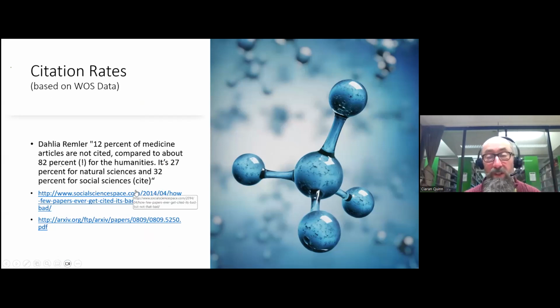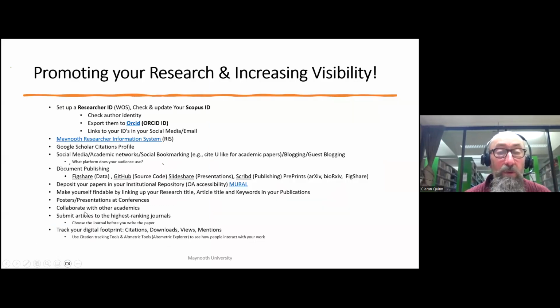So huge disparities between different subject areas and number of citations. So anything you can do to bump that up a bit is going to be good. Some quick ideas on that. And again, I'm happy to meet any of you about this if you wanted to go into this in more depth.